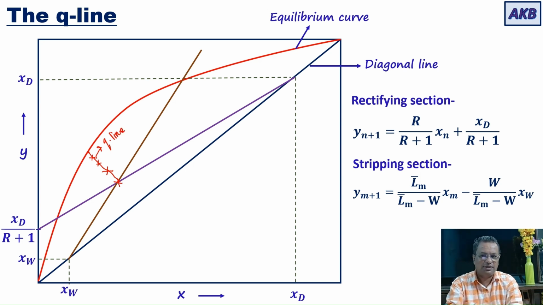Okay, so over here, the way I have shown the Q line, it may change depending on the type of the feed. You will be understanding it in our future discussions. Okay, so this is the Q line. So this is how the Q line is present on the XY plot. It shows how the two operating lines are intersecting with each other, and where they are intersecting on the XY plot.